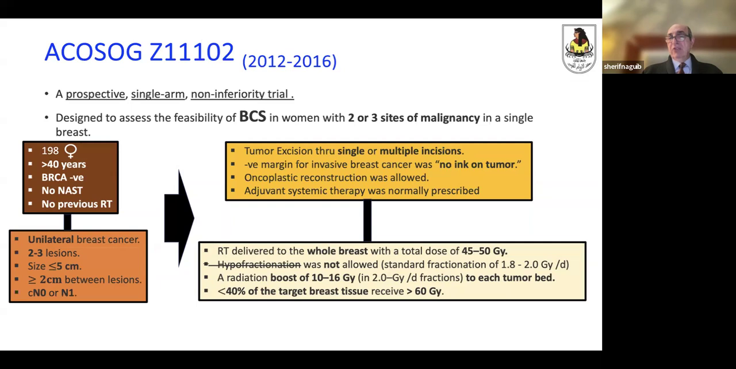a boost of radiation of 10 to 16 grays on condition that no more than 40% of the breast tissue would receive more than 60 grays. Otherwise, the dose of radiation given to the breast could be excessive and could lead to burn of the breast.